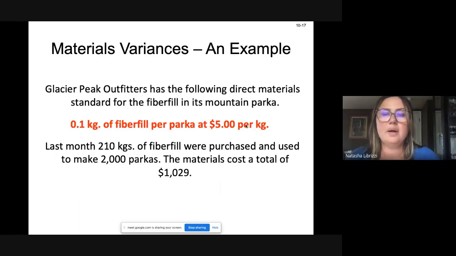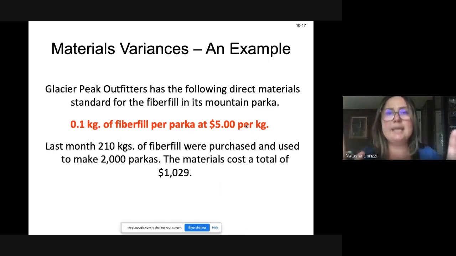So here's our Parkas. We're going to make Parkas. So Glacier Peak, and this is something maybe you want to write down as we go through it, because this example carries through, and we're going to use it for the direct labor as well. Glacier Peak Outfitters has the following direct material standard for the fiber fill of its mountain Parka. So we have 0.1 of a kilo of fiber fill per Parka at $5 per kilo. So that's our standard. Last month, 210 kilos of fiber fill were purchased and used to make 2,000 Parkas. The material cost a total of $1,029.